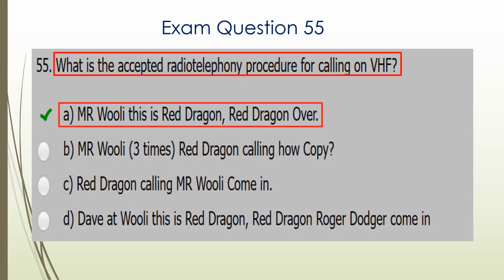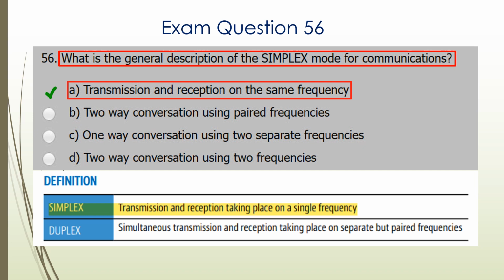Question 55. What is the accepted radiotelephony procedure for calling on VHF? So VHF, you can call the station being called once and then identify yourself twice, or vice versa. So in the examples given, A would be the correct answer. Marine Rescue Wooleye, this is Red Dragon, over.